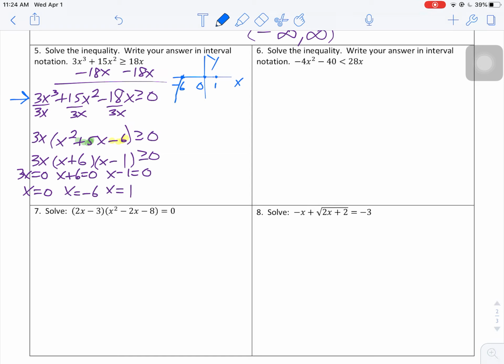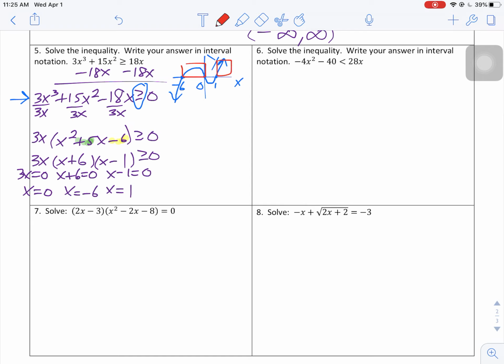And I know the end behavior needs to look something like this. And again, that's because of the positive a value. It would go the exact opposite way if it was a negative a value. At the very end here, we want to know where that function is greater than or equal to 0. So that would happen here and here.